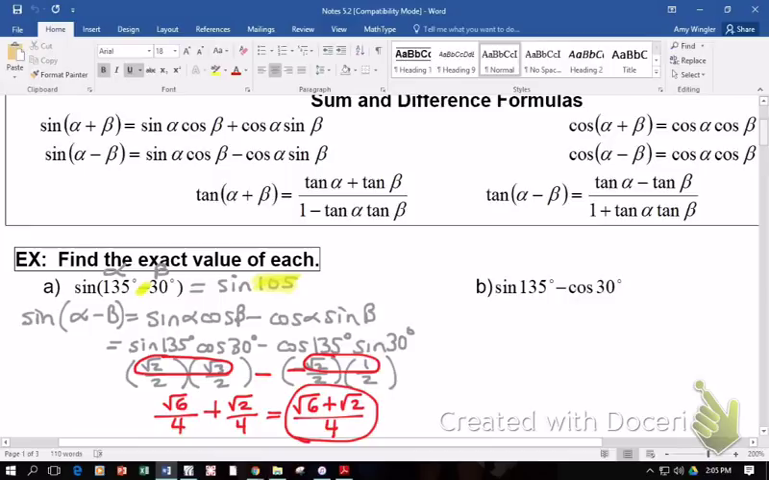On example B, we do not want to use a difference formula because we can go straight to our unit circle. The sine of 135 is radical 2 over 2. The cosine of 30 degrees is radical 3 over 2. When you're subtracting fractions, you just worry about the numerators when you have a common denominator. So our final answer is radical 2 minus radical 3 all over 2.